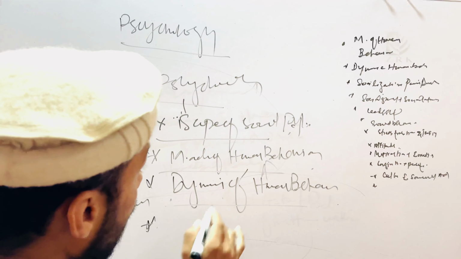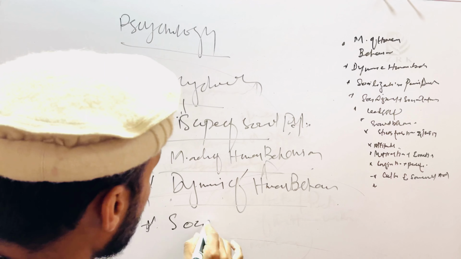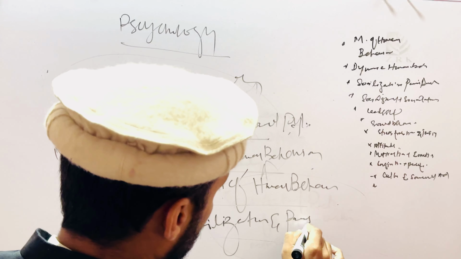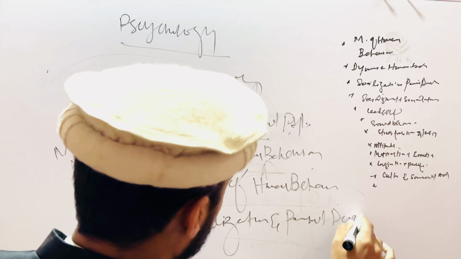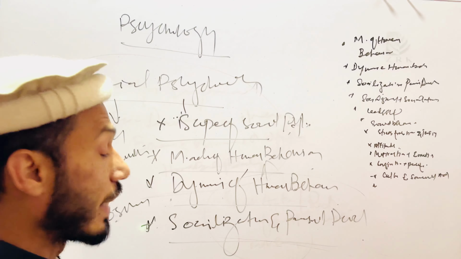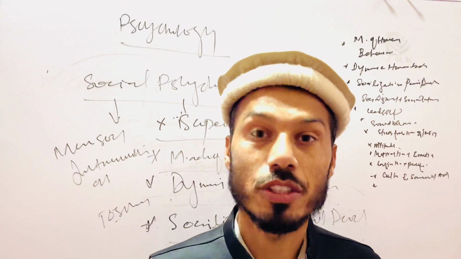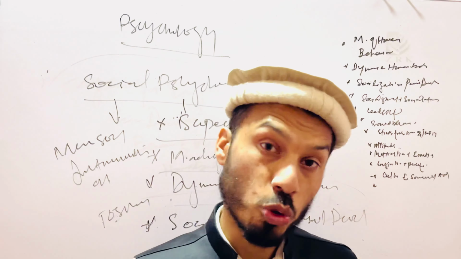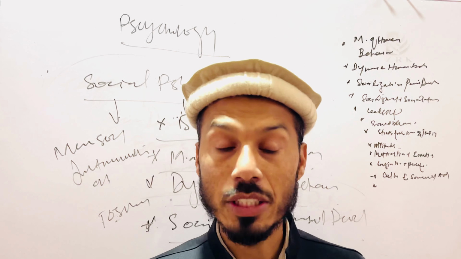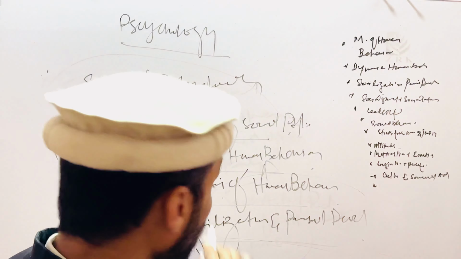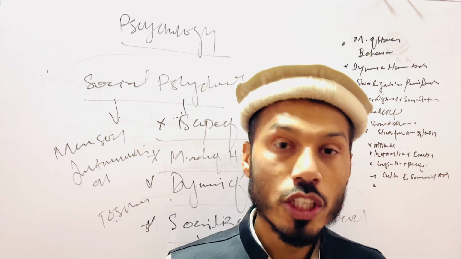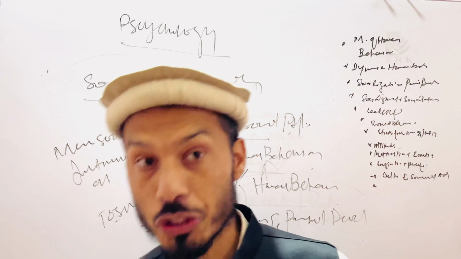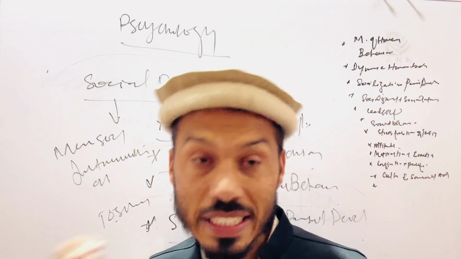The other is the socialization and personality development. The other important scope of the social psychology is the socialization and personality development. First I discussed the socialization. What is socialization? Socialization is a long process which starts from the initial of the age, from birth toward the death.